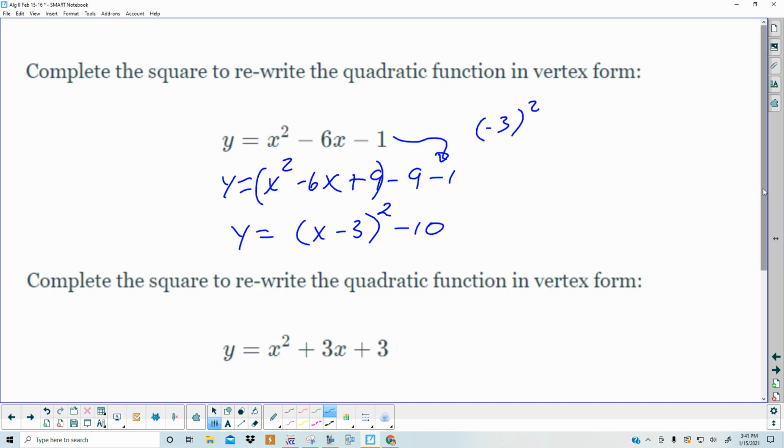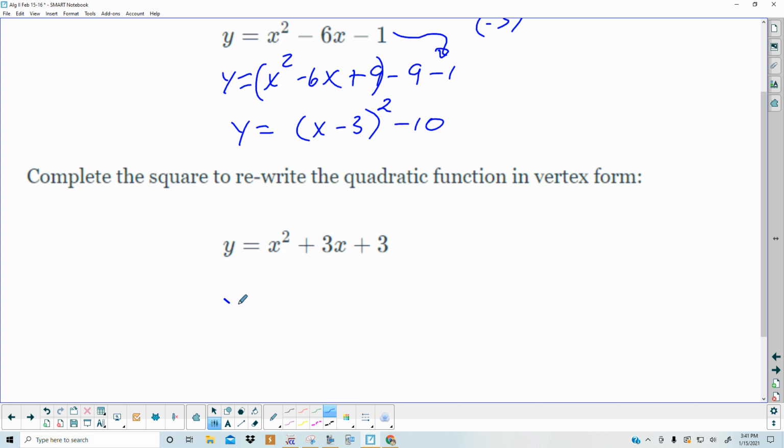Okay? Now they're going to be a bit of a jerk, and when you take half the middle, it doesn't come out nicely. They were all whole numbers before. So now they're going to be jerks, and you get a decimal. So x squared plus 3x. Half the middle is 1.5. 1.5 squared is what, 2 1/4? Is it? Yes. 2.25. So I have to add 2.25.